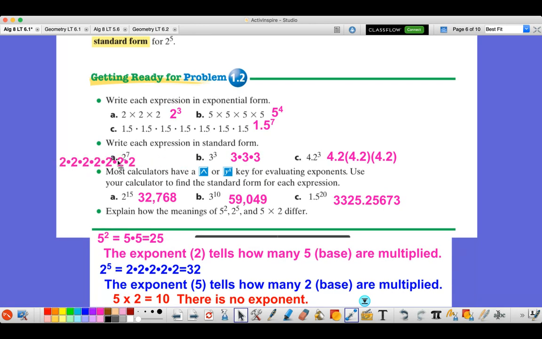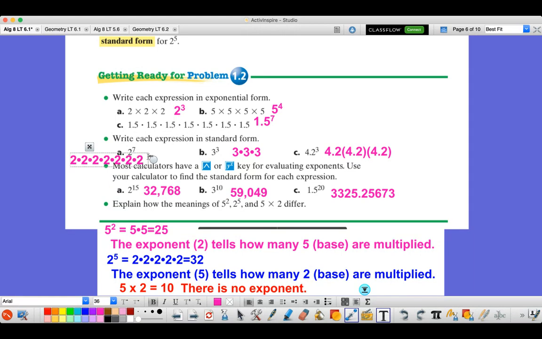So I expanded the 2 to the 7th power, but then the other thing that I can do with this, since I'm writing this in standard form, is I can tell what it's equal to, and 2 to the 7th power is equal to 128. 3 to the 3rd power is equal to 27. And then 4.2 to the 3rd power is equal to 74.088.